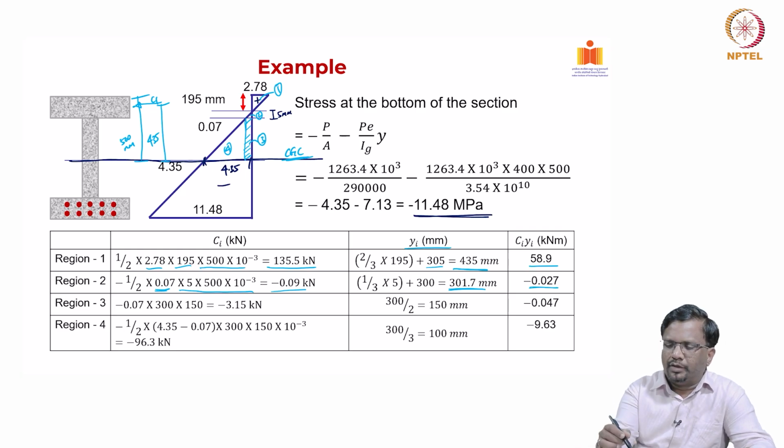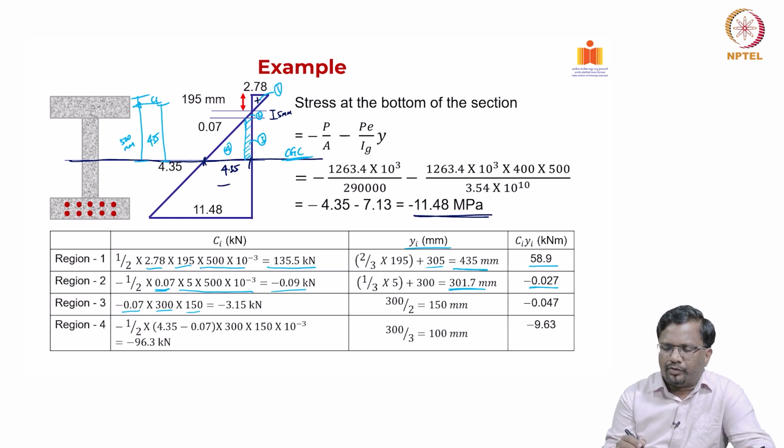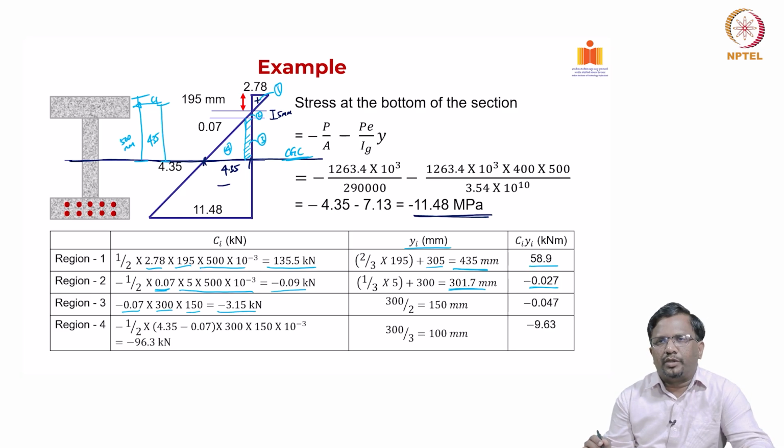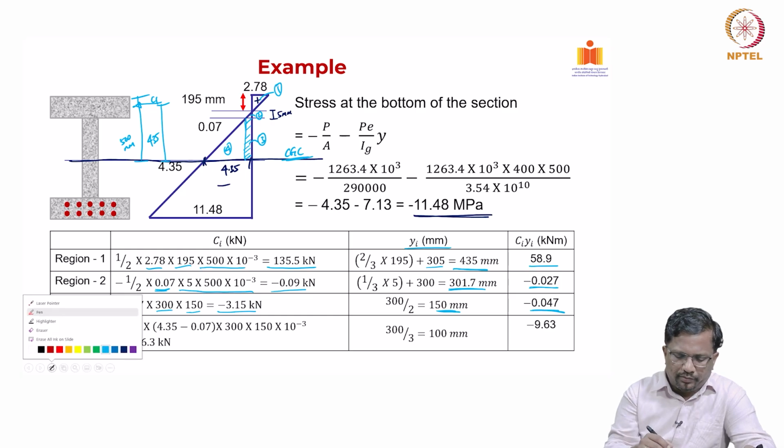For region 3, because it is a trapezoidal area, we are dividing it into a rectangle and a triangle. For the rectangular force, stress is 0.07 and the area is 300 into 150, so you get a force of 3.15 kilonewton. This is only for region 3, and it is at a distance of 150, with a moment contribution of negative 0.047. Similarly, we do for region 4, where you subtract 4.35 and 0.07, so only this highlighted triangle portion.